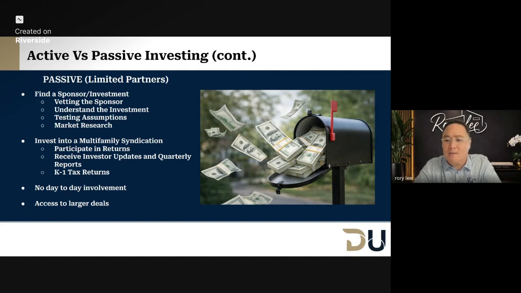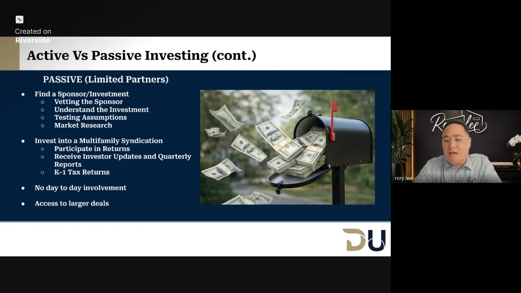A lot of times there are companies promising crazy returns, like you double your money in a year or whatever it might be. Usually if it sounds too good to be true, it probably is, or there's a lot of risk. So vetting the sponsor is the most important thing. You need to feel comfortable with them and trust them and trust the process.